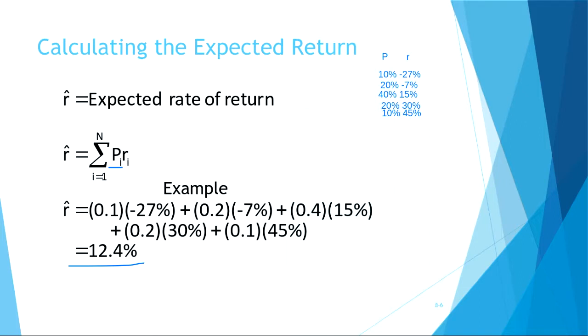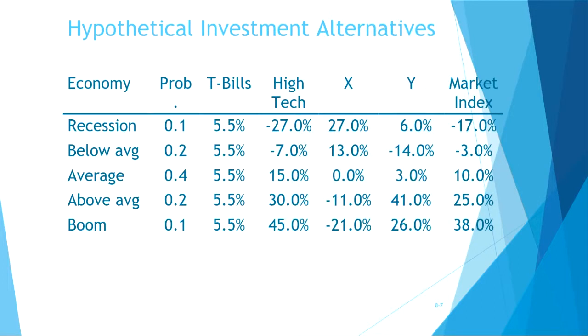Assume that these are our hypothetical investment alternatives. So these are the probabilities: 10%, 20%, 40%, 20%, and 10%, like I did on the previous slide. One investment alternative is T-bills, so these are all 5.5%. In all cases, the government pays you 5.5%. The other one is the high-tech company with these returns and probabilities. Company X, company Y, and our market index. Could you please calculate the expected return for each investment alternative?